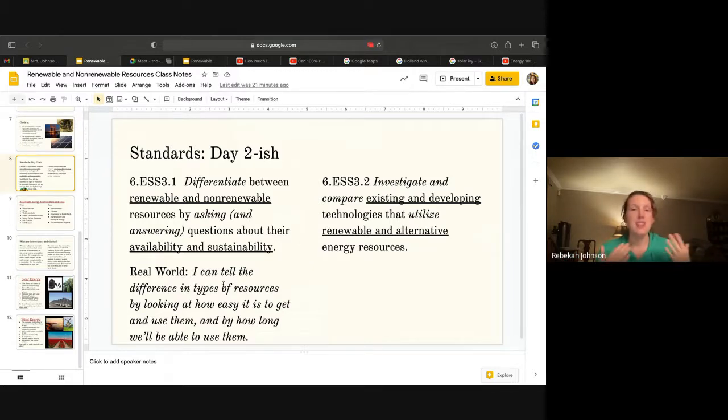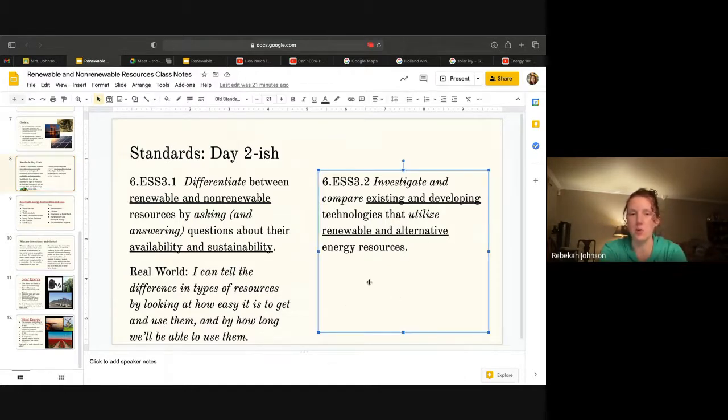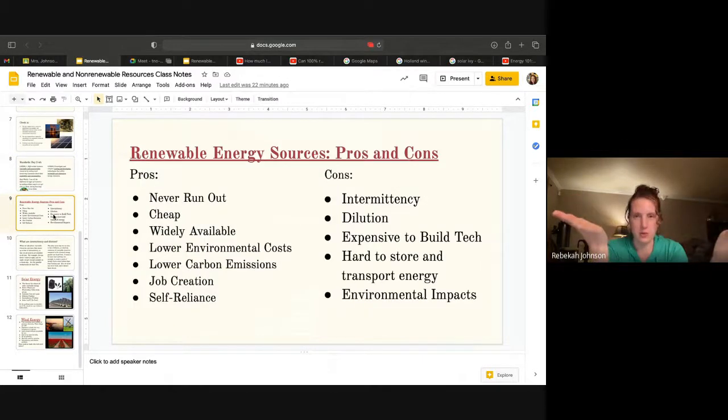So existing and developing technologies that utilize, fancy word for use, renewable and alternative energy resources. I don't know why they threw the words alternative energy resources in here. My guess is mostly for biomass, things like using biodiesel as an alternative or a substitute for regular diesel fuel. It seems like strange wording, but we have it, and I will real worldify that language a little bit later.